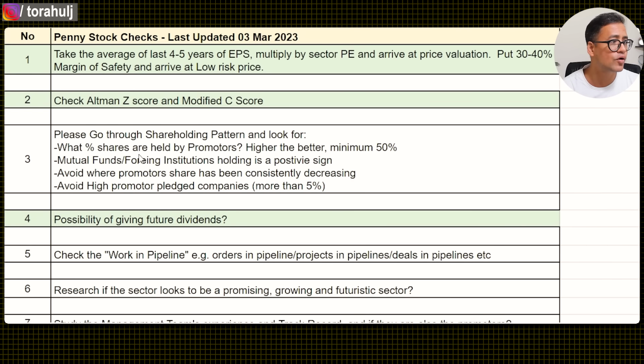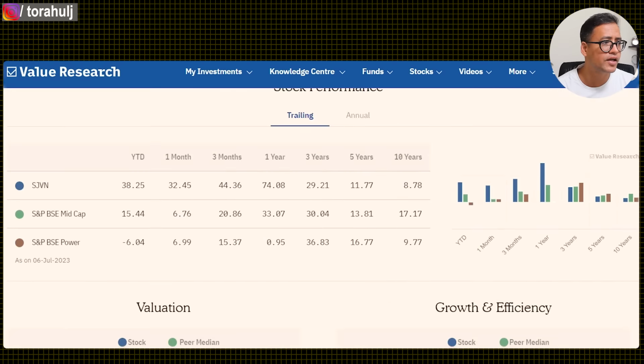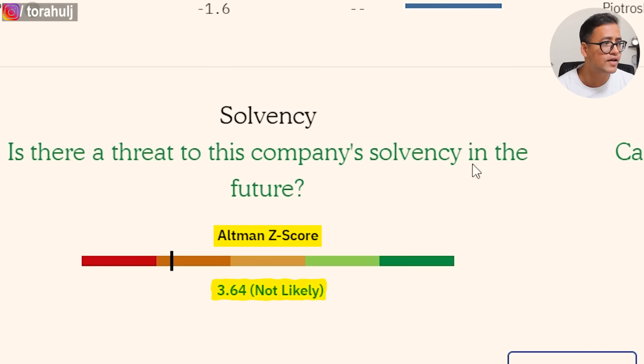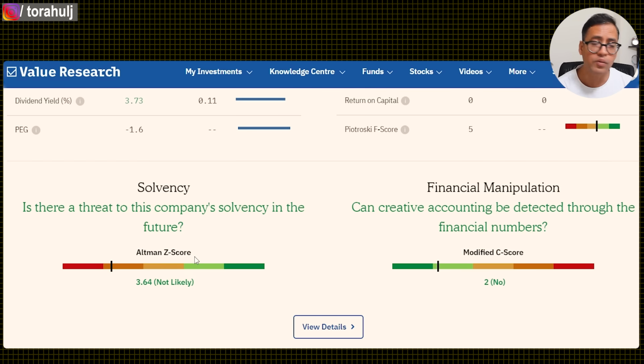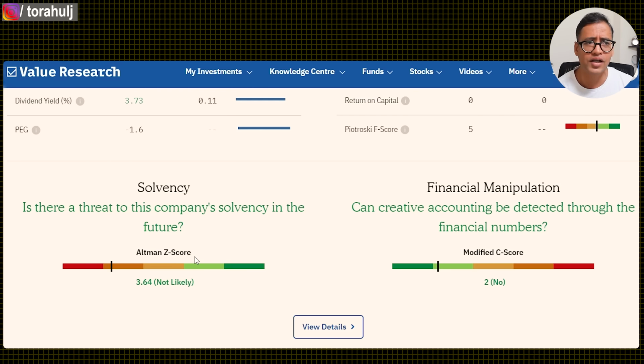Let us go back and have a look at check number 2, which is the Altman Z score and modified C score. Let me quickly show you. So this is SJVN Limited, and if you come down here, you will see the solvency ratio, which is the Altman Z score. What this simply means is, is this company going to be solvent in the next few years or not? If you look at this, it is not likely to be insolvent. Again, I can create a separate video on what the Altman Z score is and how to calculate it. We don't need to, because there are tools that are already calculating it.